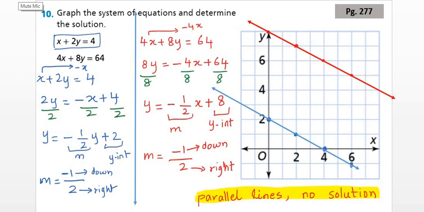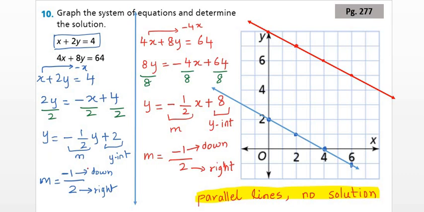Here are the lines for both the equations. The first one is done with the blue color. You can see this was the equation. We have the y-intercept 2.